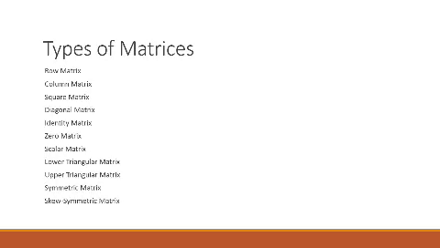Types of matrices: row matrix, column matrix, square matrix, diagonal matrix, identity matrix, zero matrix, scalar matrix, lower triangular matrix, upper triangular matrix, symmetric matrix, skew symmetric matrix. These are the types of matrices.